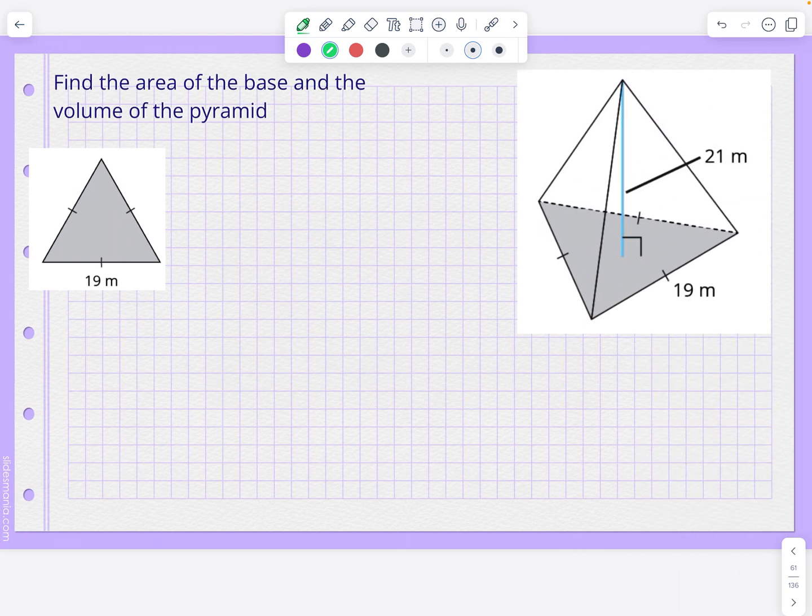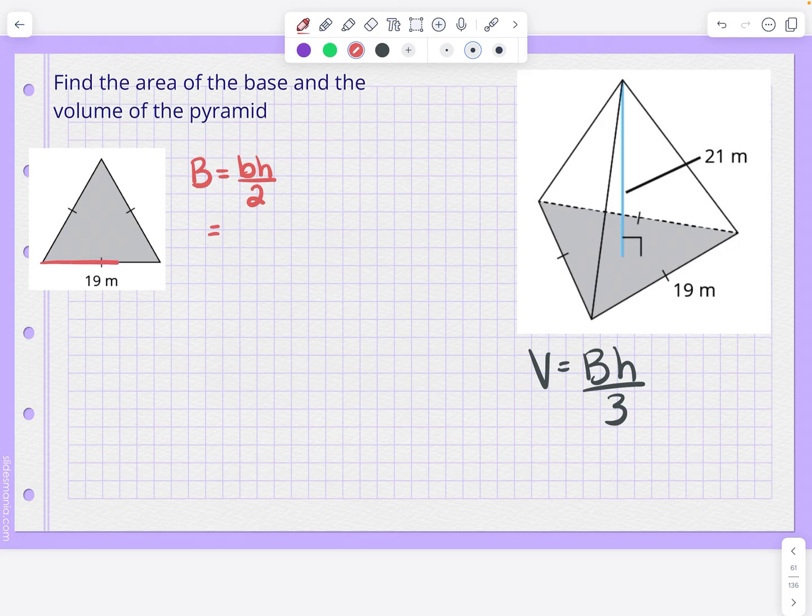The next part says, find the area of the base and the volume of the pyramid. If it didn't say area of the base and volume of the pyramid separately, you would start by doing the volume of the pyramid. This question separates it, and it wants us to find the area of the base first. So let's go ahead and find the area of the base. What shape is the base? It's a triangle. So I'm going to use base times height divided by 2.